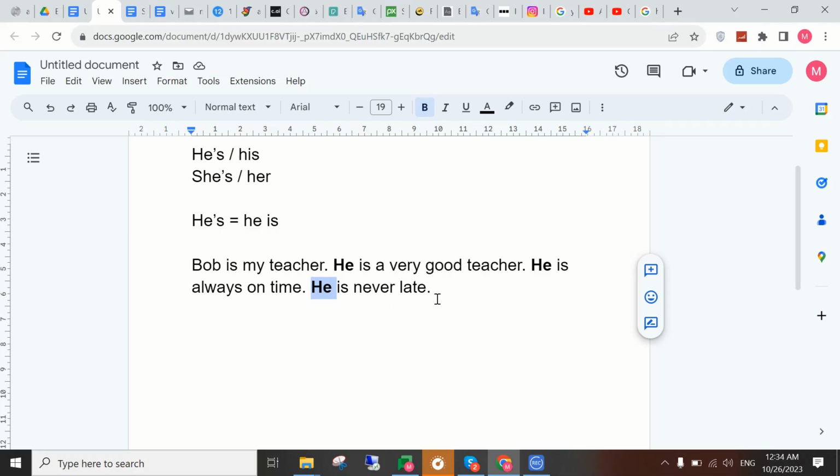He is never late. So in order to be more fluent, instead of he is, I can say he's. He's a very good teacher. He's always on time. He's never late.